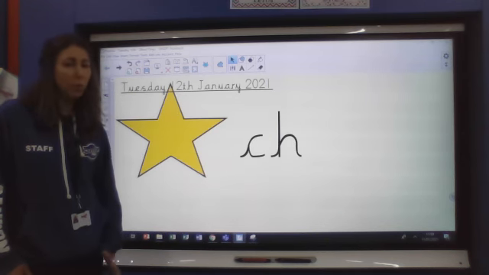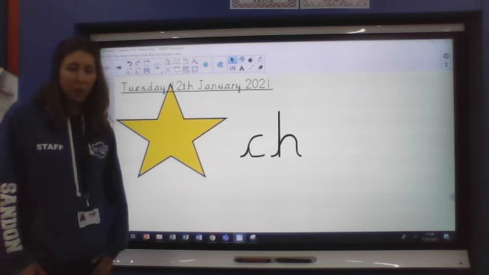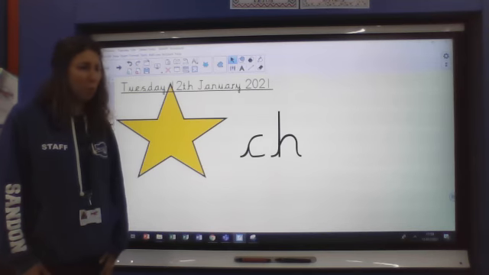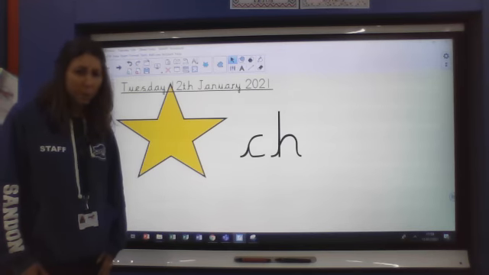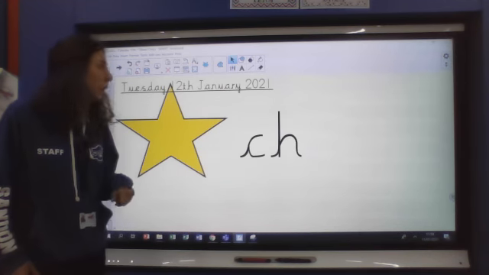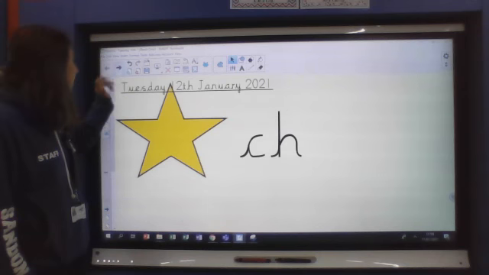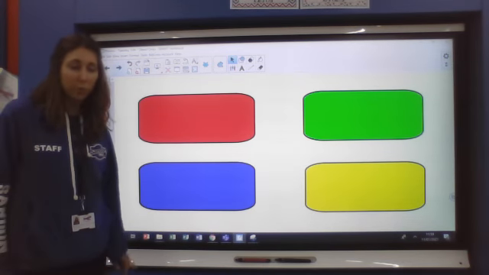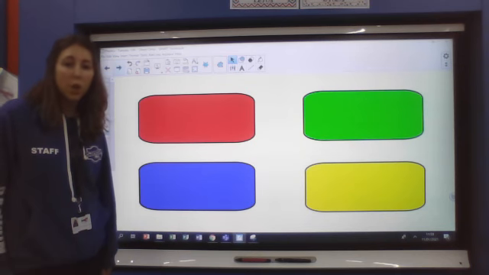Can you tell your grown-up or shout out loud at the screen? What sound did C and H make yesterday? Because it wasn't a ch sound. It made yesterday a k sound. Well done if you remembered that from yesterday. So behind my board there, I've now got 4 words where CH makes a k sound.